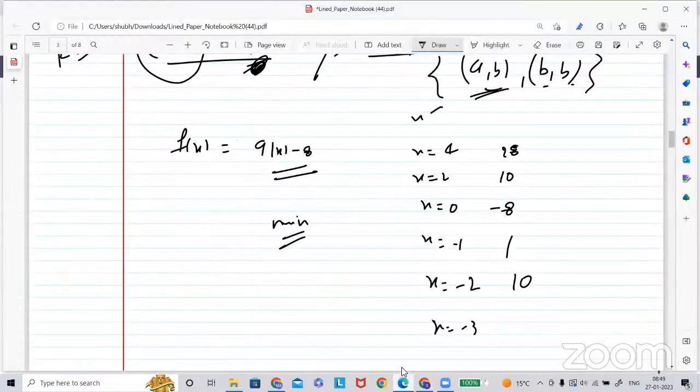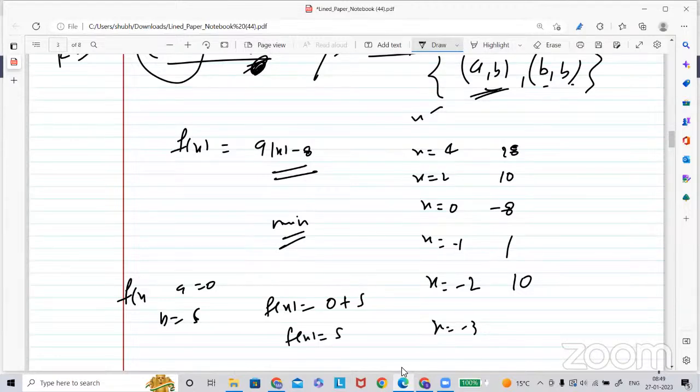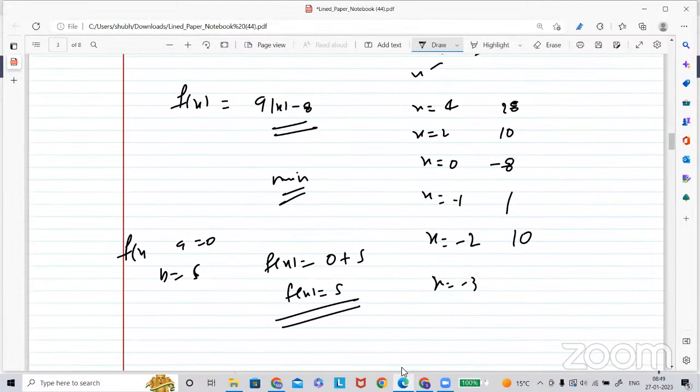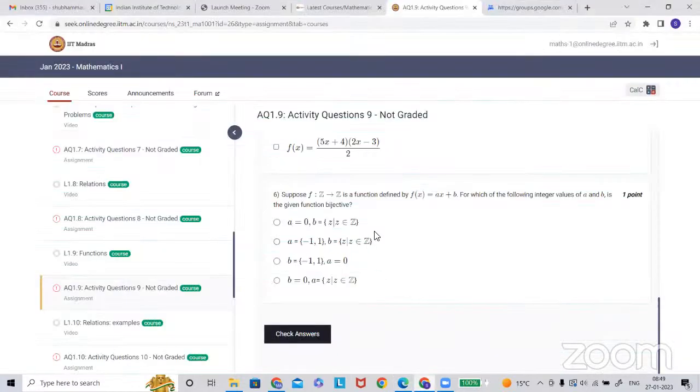Now substitute in the function. A is equal to 0 and b is equal to 5. Now your f(x) is going to be 0 plus 5, right? f(x) is equal to 5. So is this function bijective? This is a constant function. It is not injective, right? So how could it be bijective? Okay, understood. Similarly, you can check option-wise. Okay. All right, sir. Thank you.